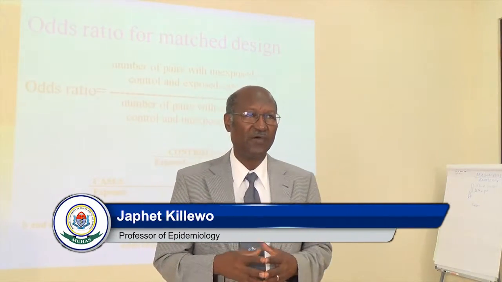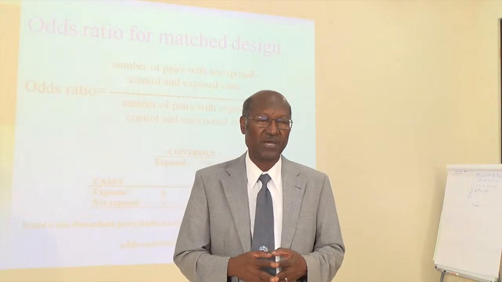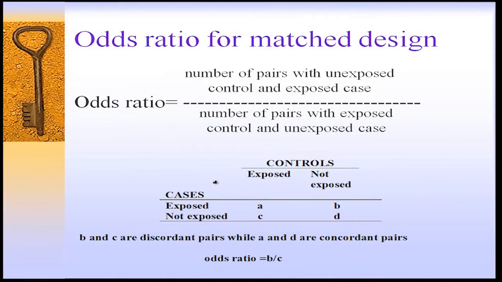For the matched design, calculation of the odds ratio is a little bit different because here we are considering pairs. We are not considering single case and single control. We are considering pairs in which we have one case and one control. Therefore, the odds ratio should be calculated as the number of pairs with an exposed case and unexposed control, divided by the number of pairs with an exposed control and unexposed case.